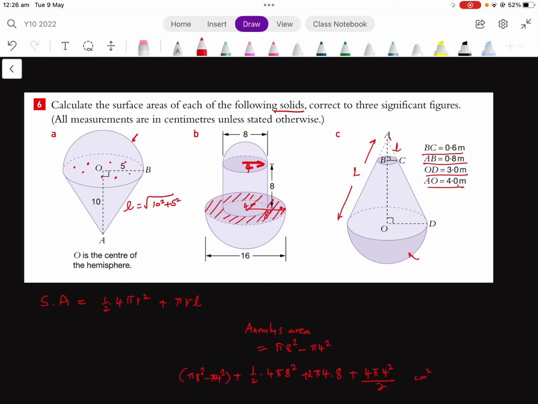So what I can do is pi R L minus pi r small l. That should give me the curved surface area of this truncated cone, the one that has been cut off, so it's part of a cone. And then I can add the surface area of this sphere, which is half of 4 pi r square, and the radius is OD, and OD is coming from here. I hope you can get this.